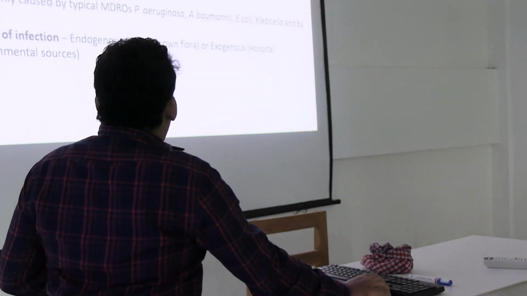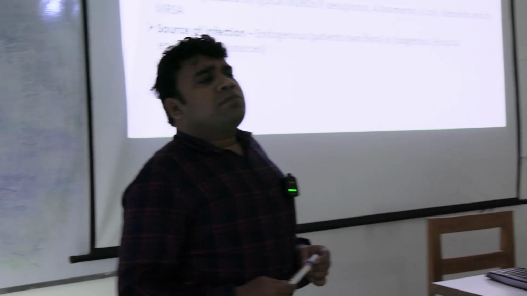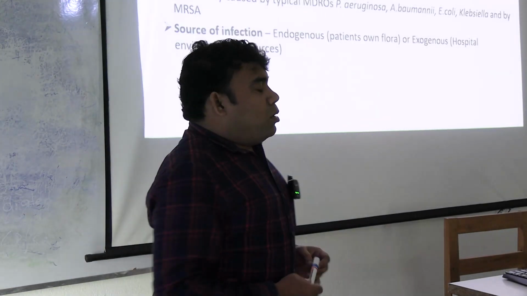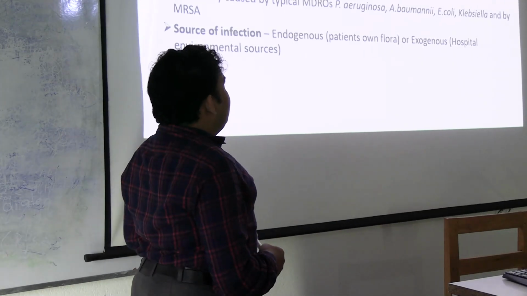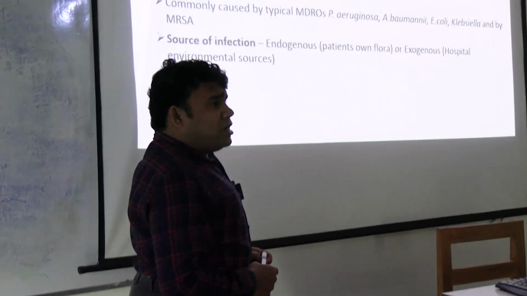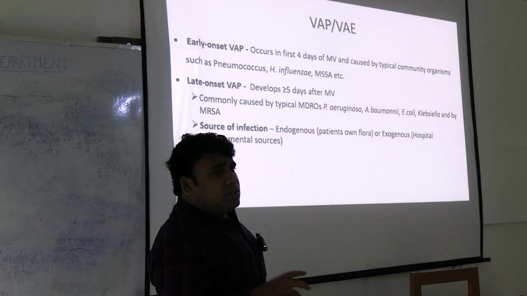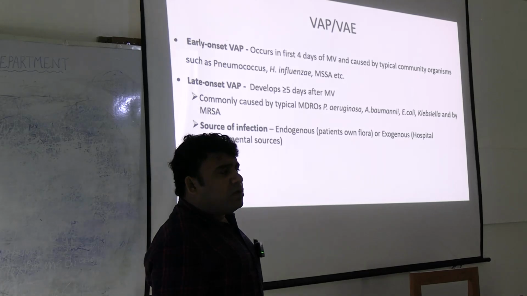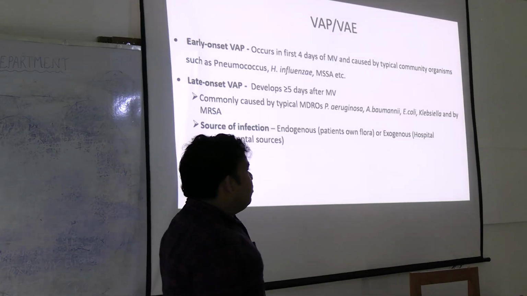Now, this is a very common type of infection that occurs in critically ill patients. This is again divided into two types. The first is called early onset VAP, and the second is called late onset. Early onset is the kind of pneumonia which occurs within 4 days after placement of the ventilator, and late onset would be more than 5 days.